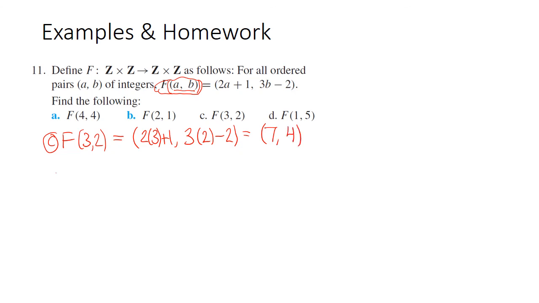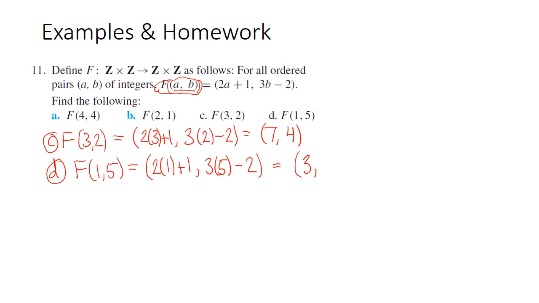Okay, and then for part D, we'll do the same thing. So now we have 1 for A and 5 for B. So this will be 2 times 1 plus 1, comma, 3 times 5 minus 2. And that's going to be 3 and 13. Okay, go ahead and finish up with A and B, and we'll go to the next slide.